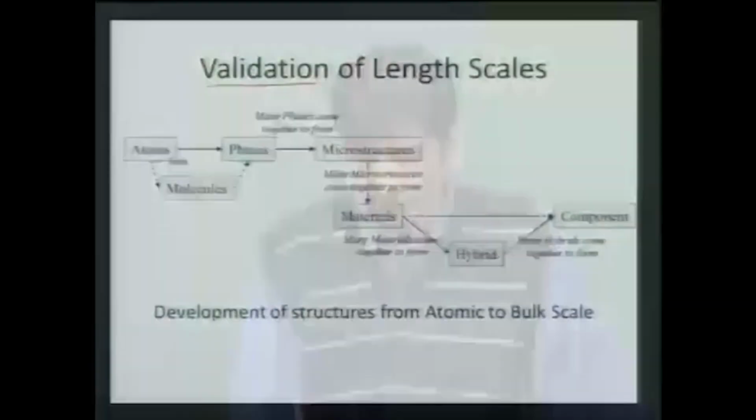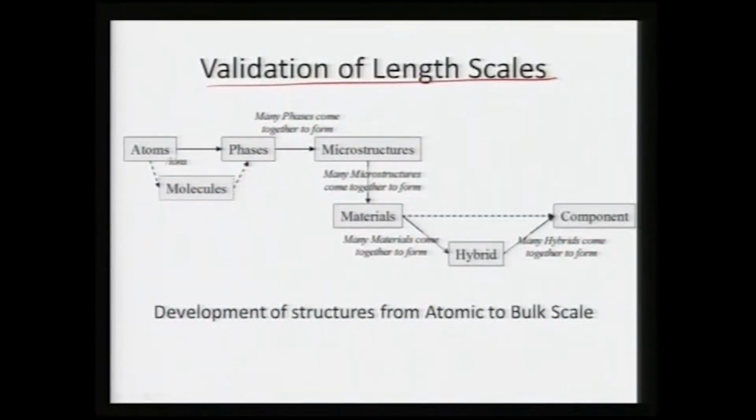So, coming to the validation of length scale. As we talked, we have either atoms, ions, or even molecules which tend to go and form certain phases. Phase can be defined either as a structure or a property. So, many phases come together and they tend to form a microstructure. Once we have atoms, they go on to form certain molecules, or even molecules or ions now tend to form certain phases. So, we can now see one phase, second phase, it can be multiple number of phases.